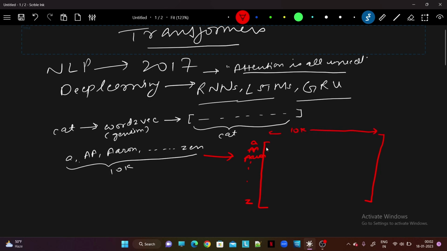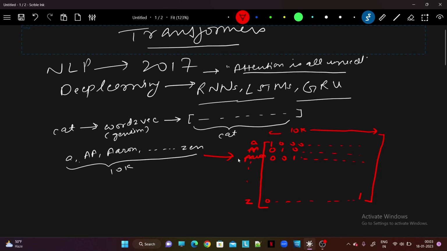For A, it will start with 1, and all the rest of the terms would be 0. For AA, it will start with 0, then this will be 1, and all the rest will be 0. Similarly, for Zen it would be all 0, and only the last term would be 1. This is a very simple format of generating a dictionary for a vocabulary. For a vocabulary of, say, 10,000, this is how you convert it into vectorization.